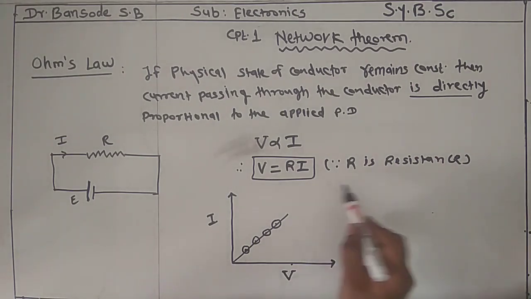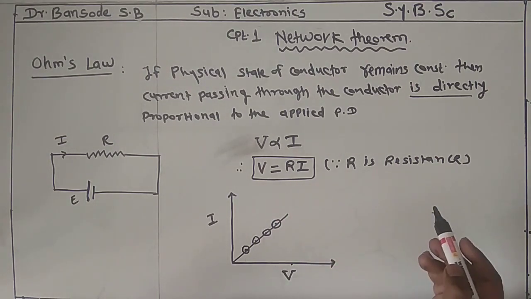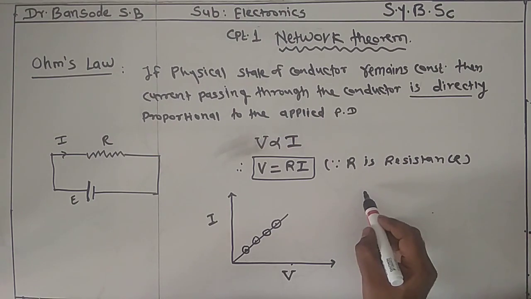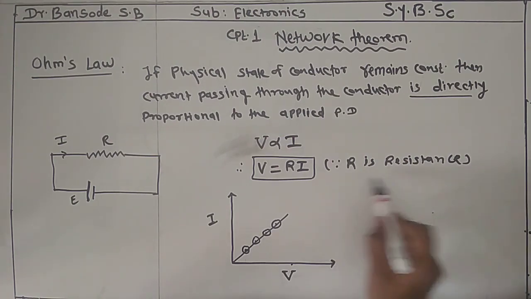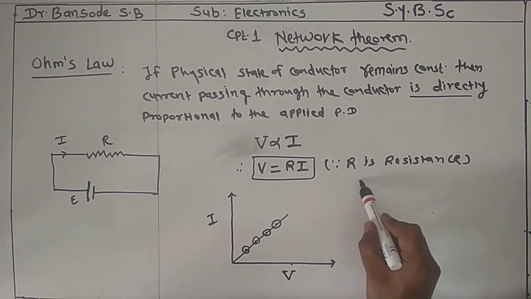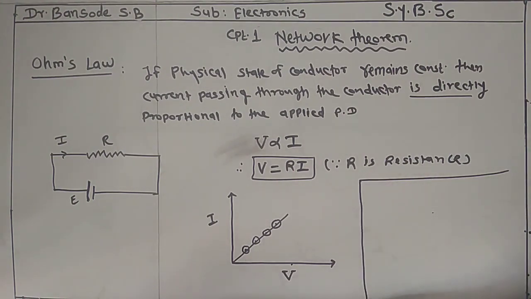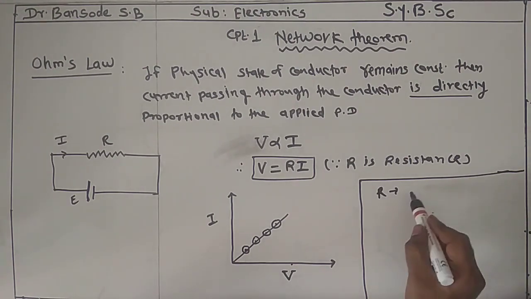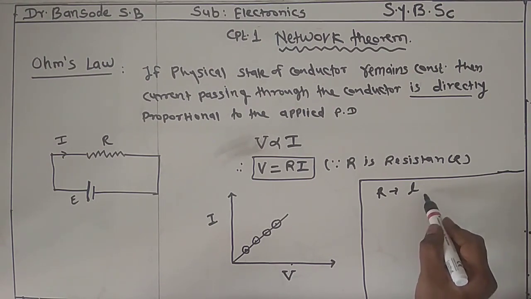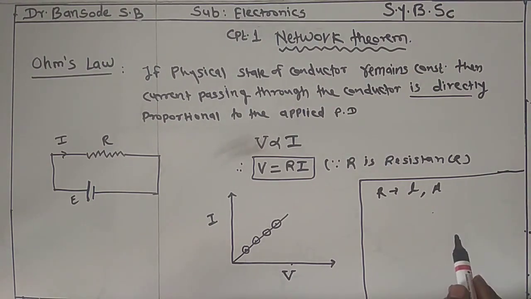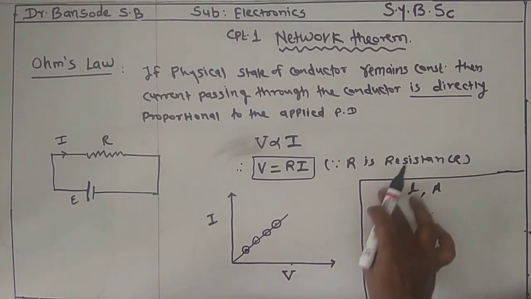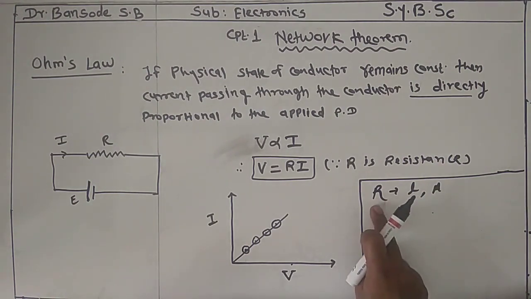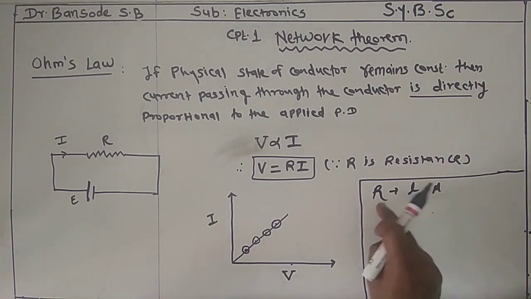Now we can also know about resistivity. So to study the resistivity, we also know one relation: resistance of conductor depends on length of conductor and area of cross section of the conductor. If length of conductor is large, then resistance is also high. If area of cross section changes, the resistance also changes.